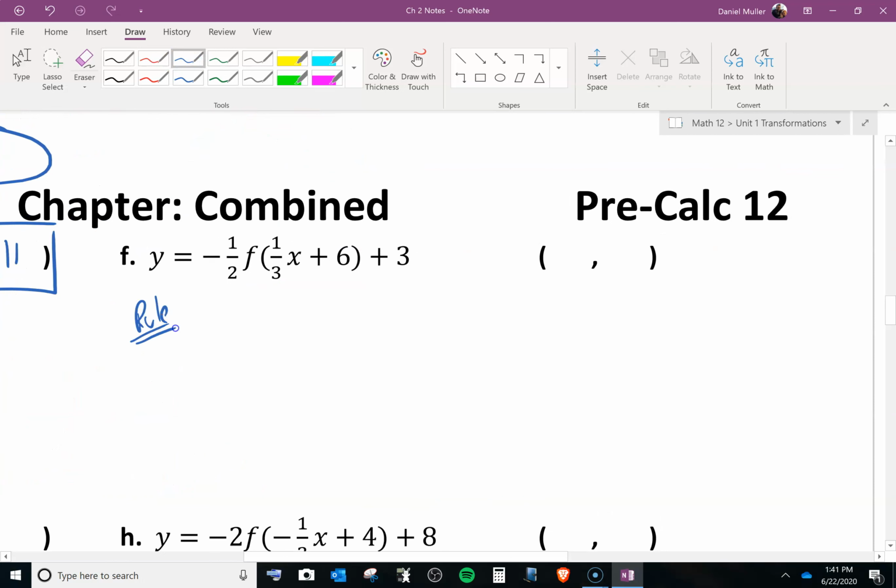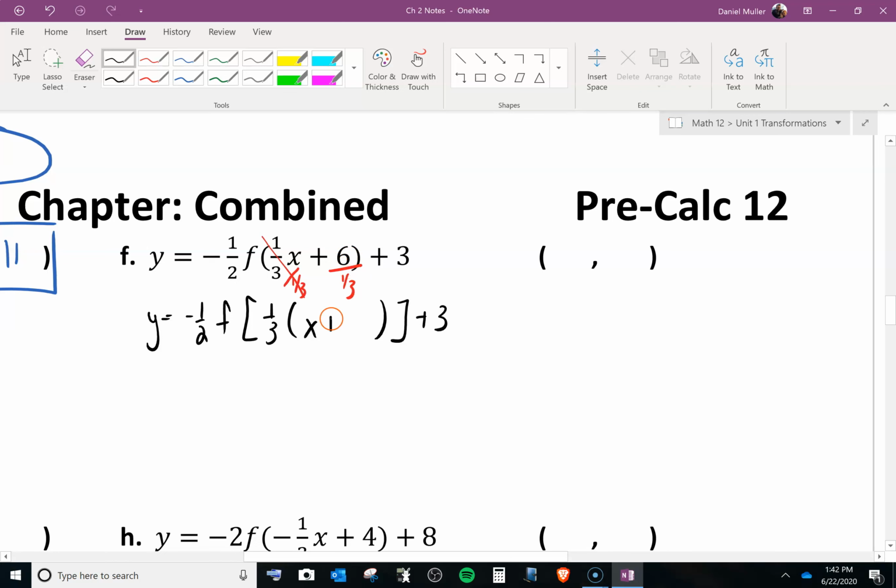So the rule. Oh, I can't even do the rule right now because I have to factor out. So negative a half f, plus 3. So I'm going to take out a third. So I have to divide by a third and divide by a third, because then those will cancel, leaving me just an x. Now 6 divided by a third. Now 6 divided by 3 is 2. This can't be the same. So 6 divided by a third, that's the same thing as going 6 times 3. 6 times 3 is 18.